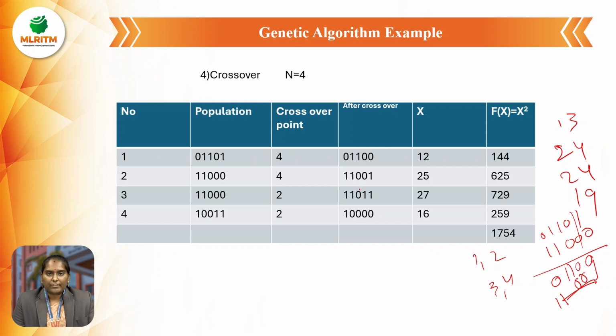These binary values will be converted into decimal values, and finally we get 12, 25, 27 and 16. So how to calculate the maximum f of x? F of x equal to x square. So 12 is 144, 25 is 625, 27 is 729 and 16 is 256. So finally the total is 1725. In this example, step by step, the total values will be incremented.